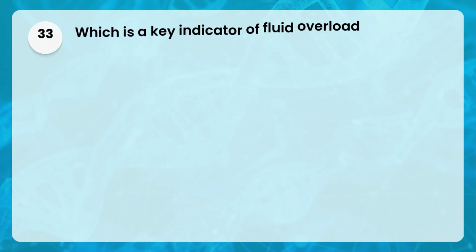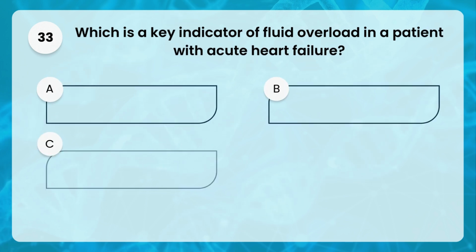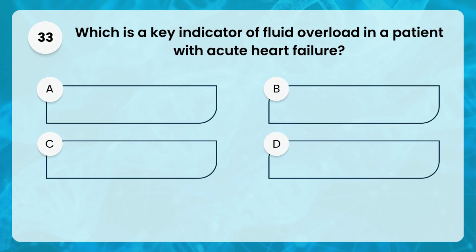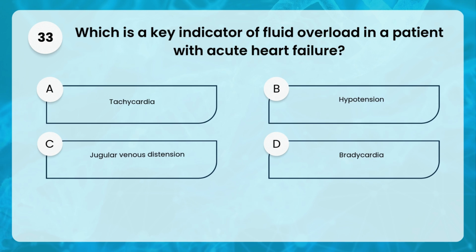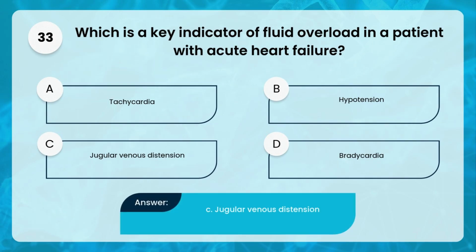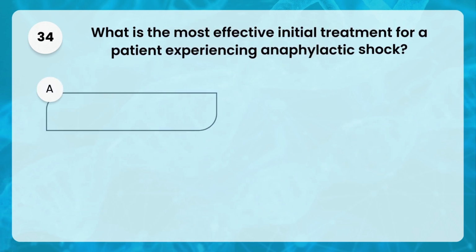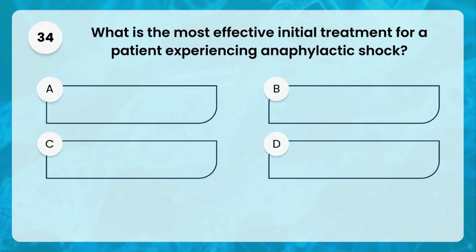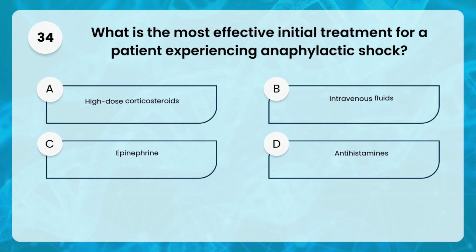Number 33. Which is a key indicator of fluid overload in a patient with acute heart failure? A. Tachycardia, B. Hypotension, C. Jugular venous distension, or D. Bradycardia. The answer is C. Jugular venous distension.